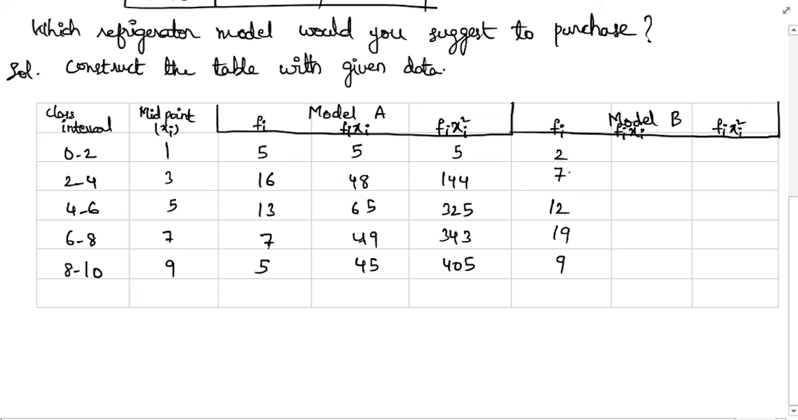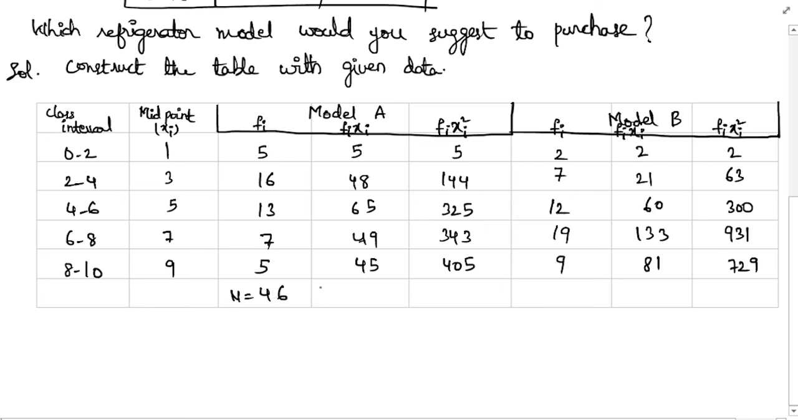Okay, so for model 2, model B also, they have given the data. Now we will find fi into xi, that will be 2 into 1, that is 2, then 21, 60, 133, 81. And fi into xi square is 2, 63, 300, 931, 729. Now we will find the summation of fi, that is n is equal to 46 here.